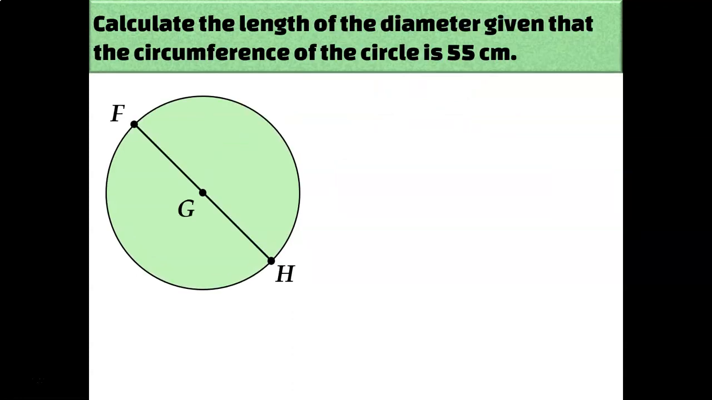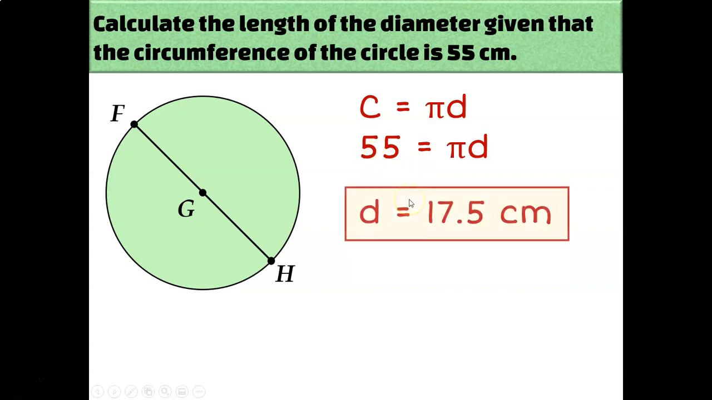You can also use the circumference to calculate the length of the diameter or the length of the radius. Since this time we're being asked to calculate the length of the diameter, we'll be using circumference equals pi d. So since we're given that the circumference is 55 centimeters, we're going to plug 55 in for c. So I have 55 equals pi d. And I can divide both sides by pi, because remember, pi is just a number. I know that might feel strange to divide by pi, but you're really just dividing by 3.14159, and so on. So 55 divided by pi gives me an approximate diameter length of 17.5 centimeters.